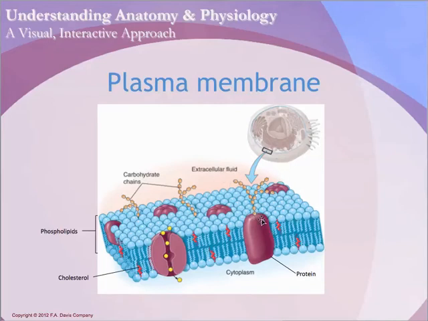And then other carbohydrates are attached to the outer surface, which we just talked about. These ones over here are just kind of attached, and they act as markers to help the body distinguish itself. So lots of different parts to the plasma membrane.